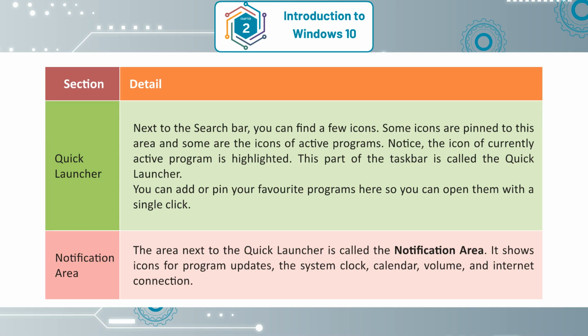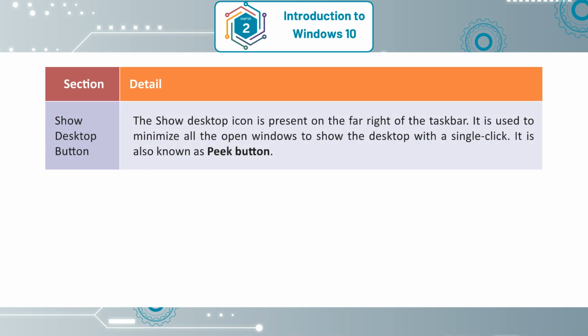Notification area. The area next to the Quick Launcher is called the Notification area. It shows icons for program updates, the system clock, calendar, volume, and internet connection. Show Desktop button. The Show Desktop icon is present on the far right of the taskbar. It is used to minimize all the open windows to show the desktop with a single click. It is also known as the Peek button.